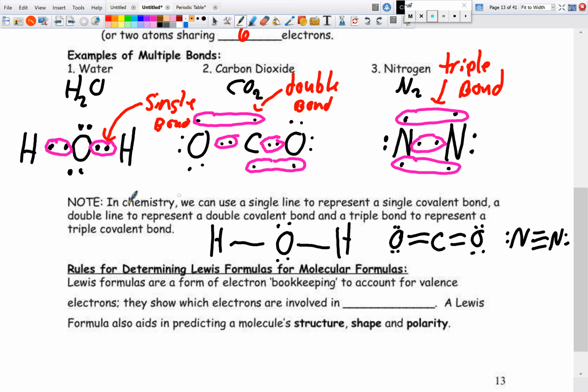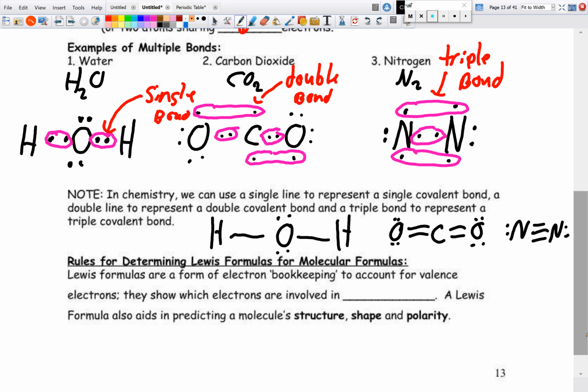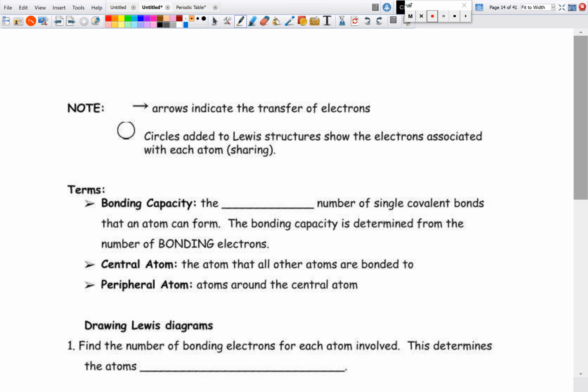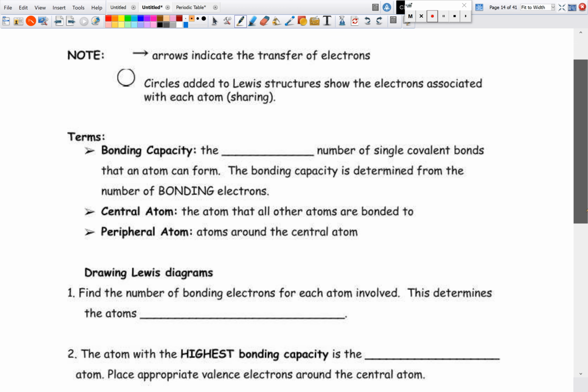But of course, figuring out the formula for oxygen, carbon dioxide, and nitrogen, there are going to be rules to figure out how to do this. So you guys are going to do this on your own as well. We're going to do something called Lewis formulas. Another way to think of it is electron bookkeeping, because we're just counting how many electrons each thing has, whether it's shared. Now, when we're doing this, we're always going to show the electrons involved in bonding, and that was the whole point of this. The Lewis formula will aid in predicting the molecule's structure, shape, and polarity, which we will get into later in this unit. So let's look at some of the terms first, then rules.